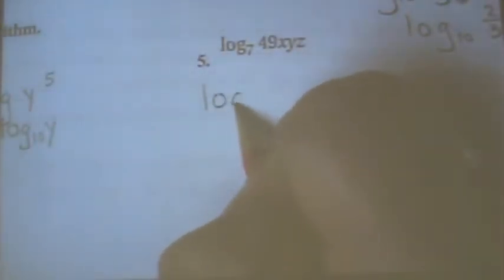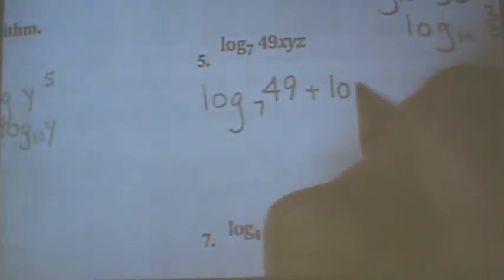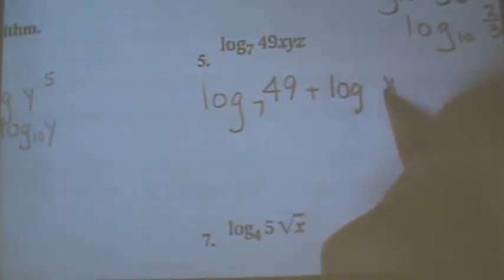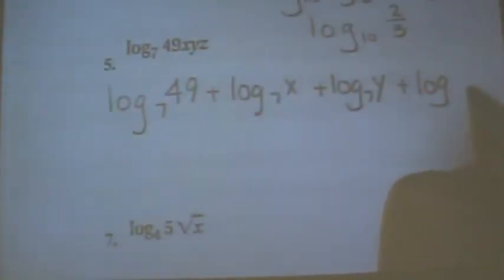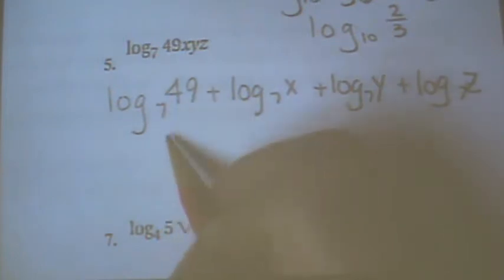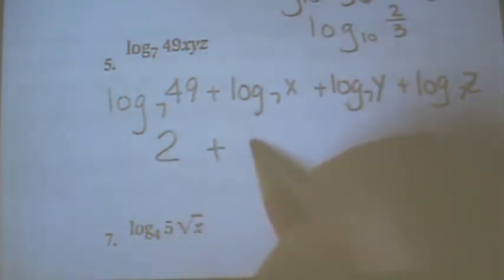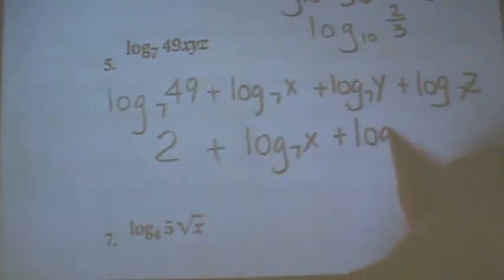Number 5, you're going to expand this to be the log of 49 base 7 plus the log of x base 7 plus the log of y base 7 plus the log of z base 7. Now, this can be simplified. 7 to what power is 49? That would be 2. So you could actually simplify that a bit more.